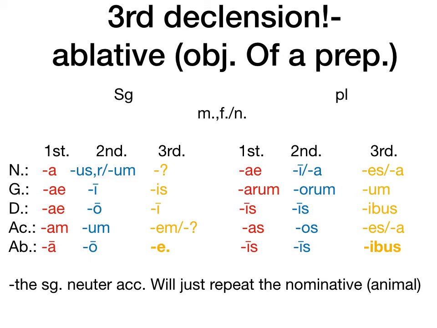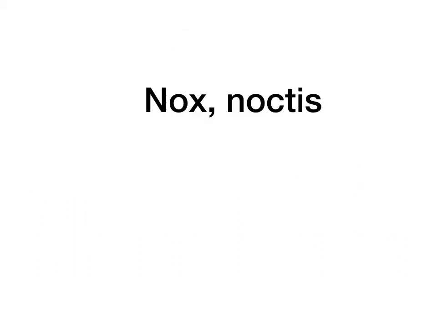And we're somewhat used to ablatives having just a single vowel as their ending. So -ā and -ō and now -e. It's kind of like an eh, not quite an a, not a long e. And then on the plural side we have -ibus. Ibus once again. All right.